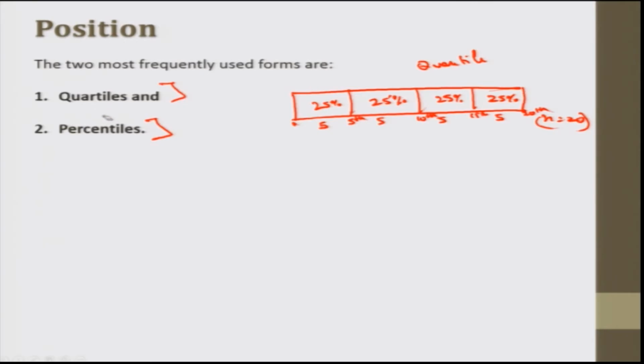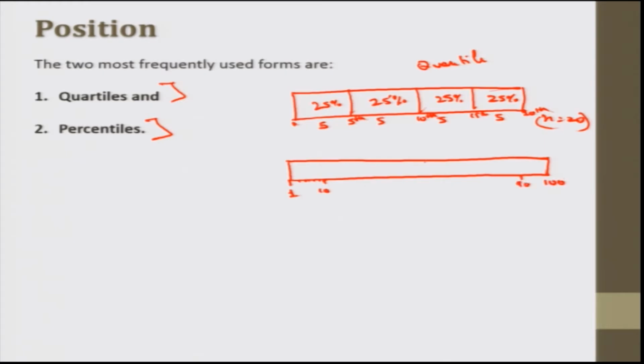Similar to quartile, we can have percentiles. If I divide it into 100 divisions, and I put 1 here and 100 here, I can put 10 here, 90 here, and in between I have 50. These values can be called the percentiles.